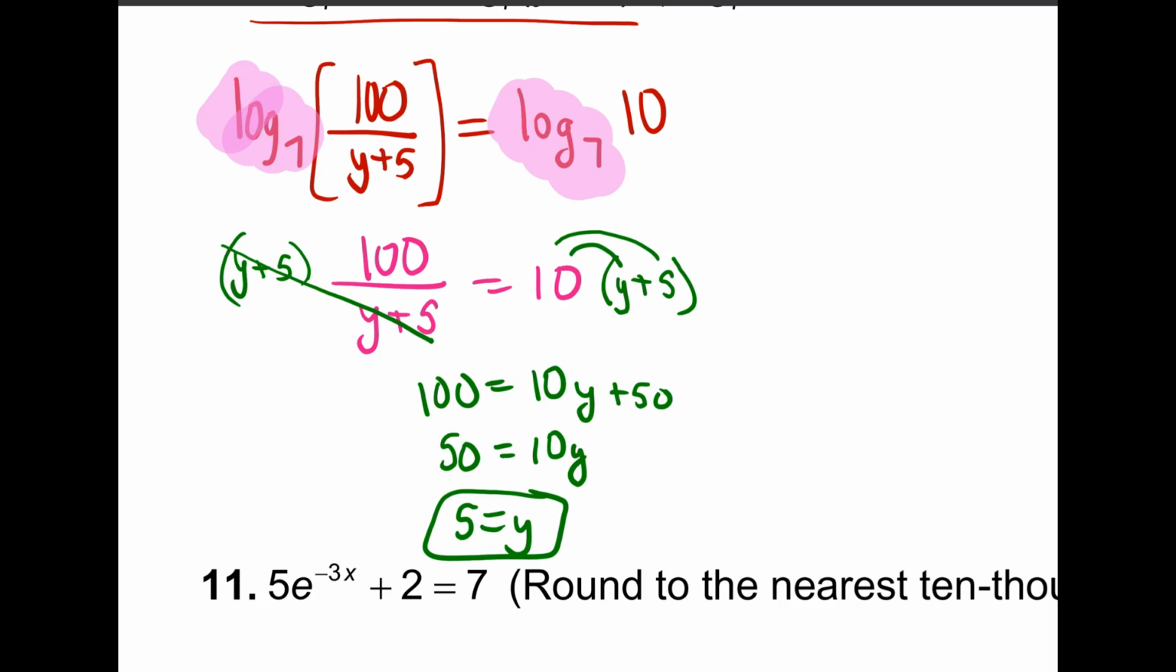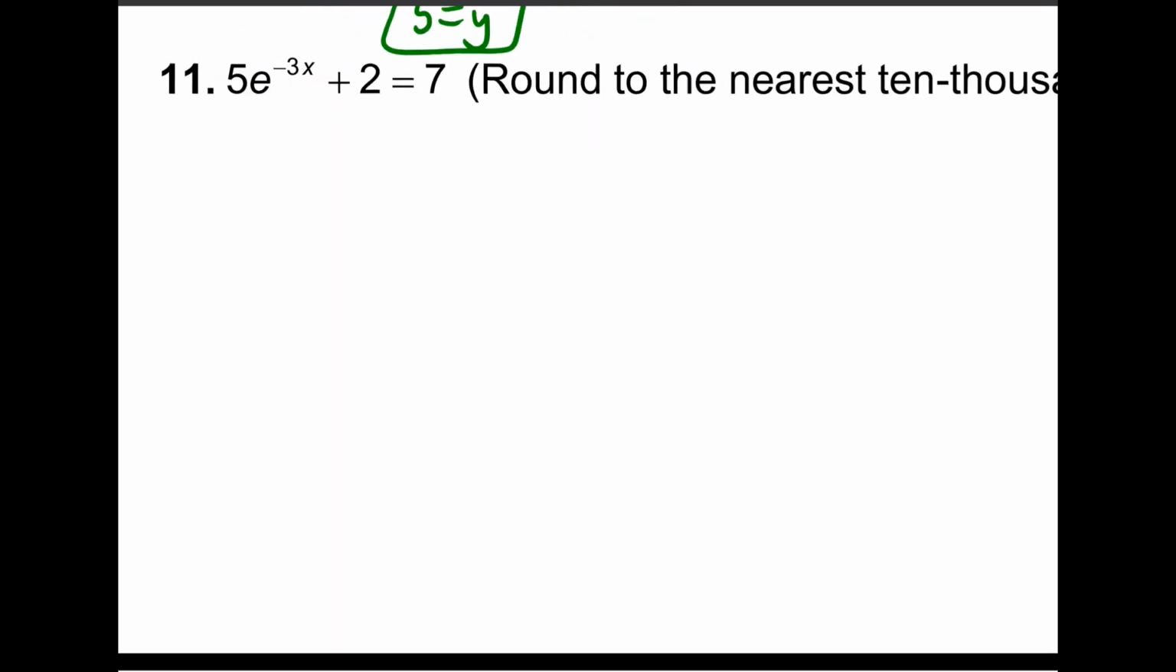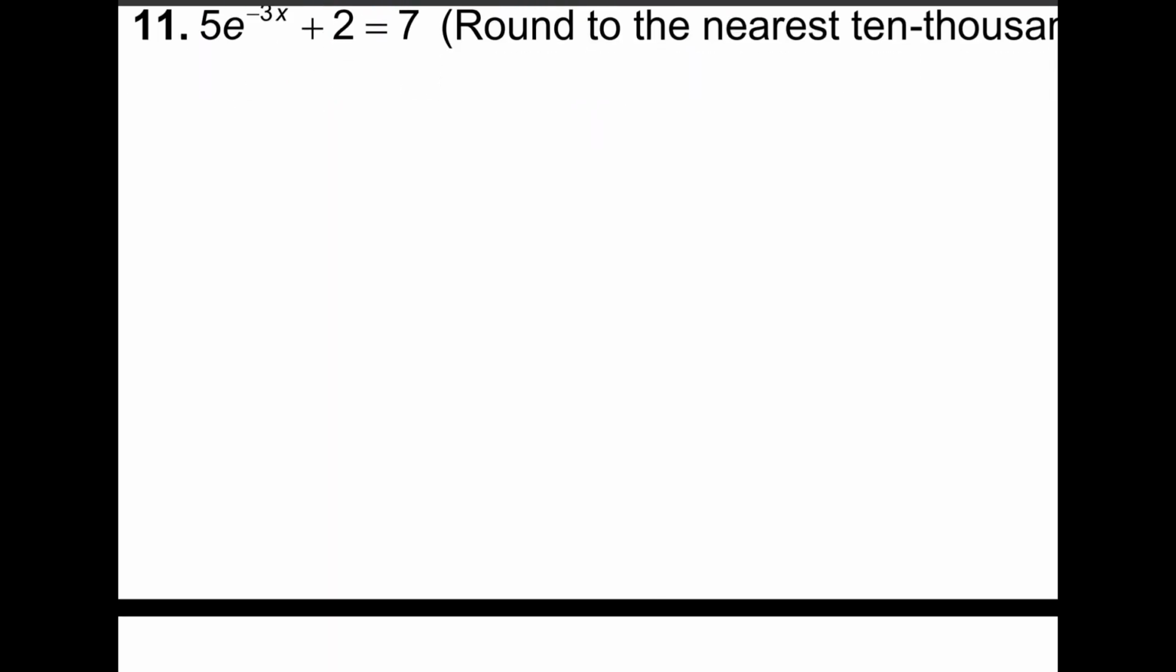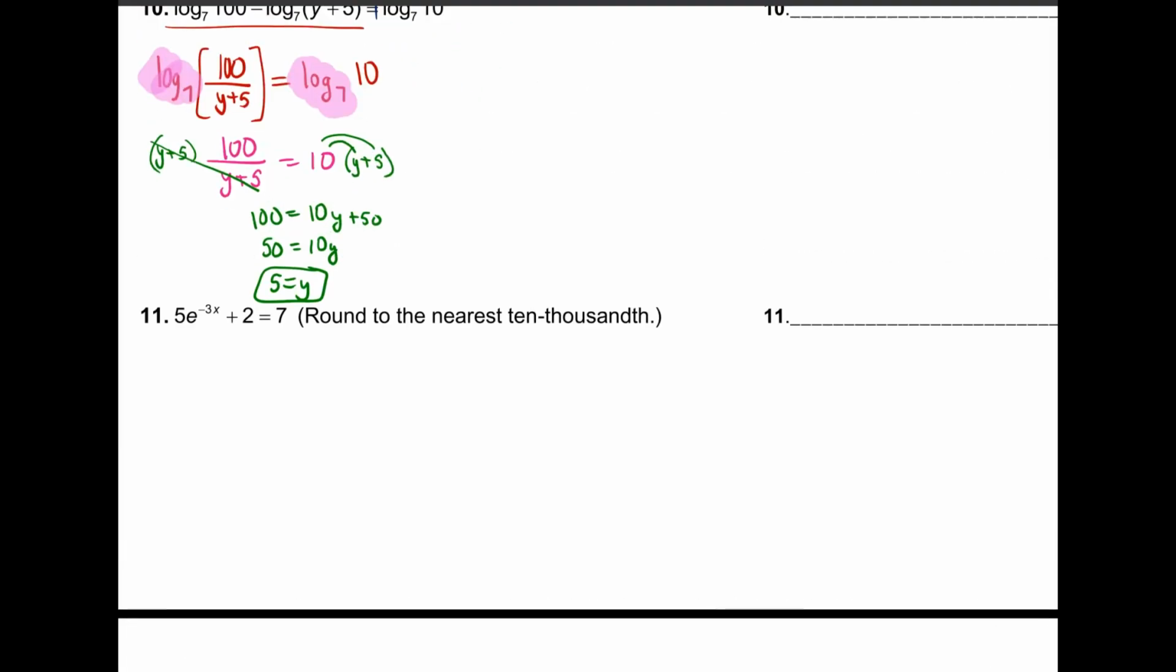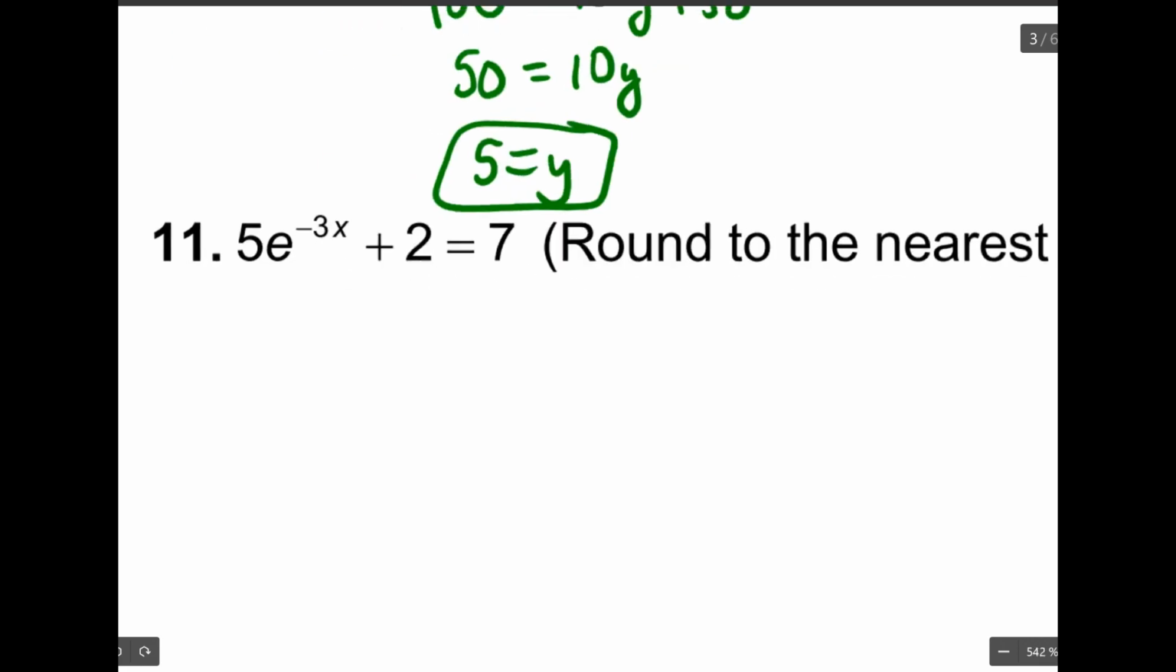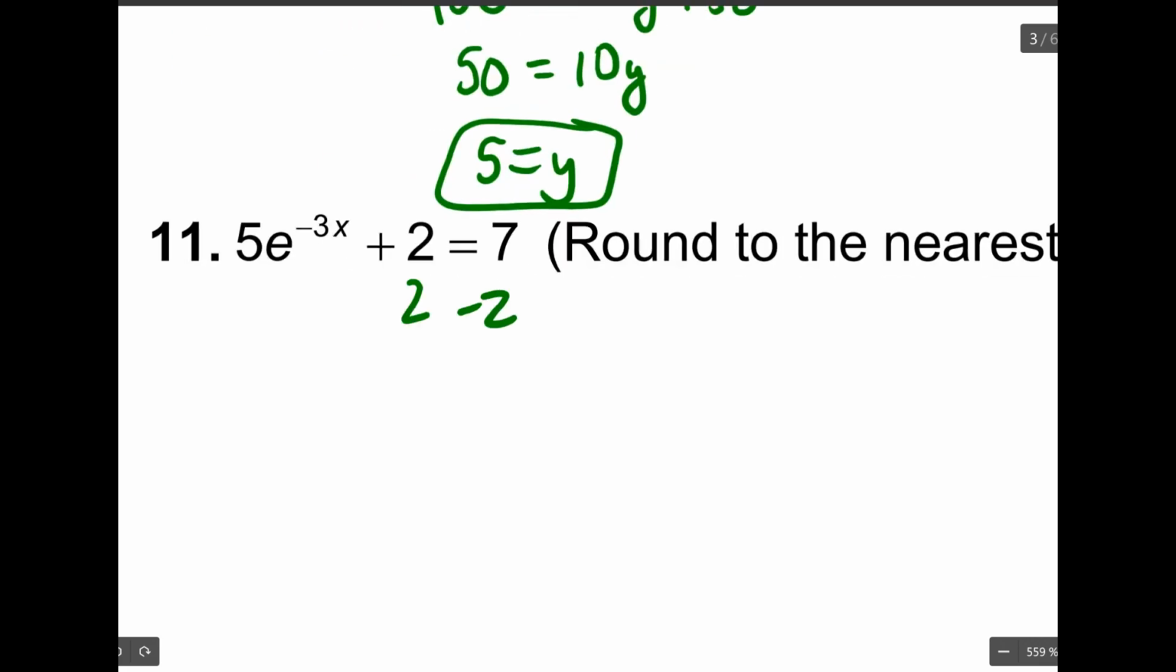Let's try number 11. So you all have your calculator for the whole time, so that's fine. Number 11, how would I go about solving this? Sorry, I'll zoom out a little bit. Subtract 2 from both sides. Then what? Then divide by 5, so subtract 2.